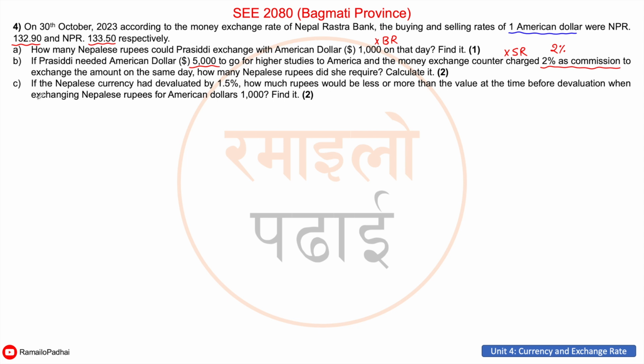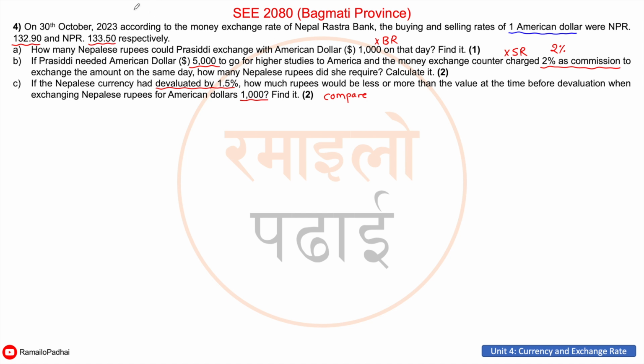And now moving on to question number C. If the Nepalese currency has devalued by 1.5%, how much rupee would be less or more than the value at the time before devaluation when exchanging Nepalese rupees for American dollar 1000? So the Nepalese currency is devalued by 1.5%, and the question is asking us to compare how much more or less the Nepalese currency will be for 1000 American dollar.